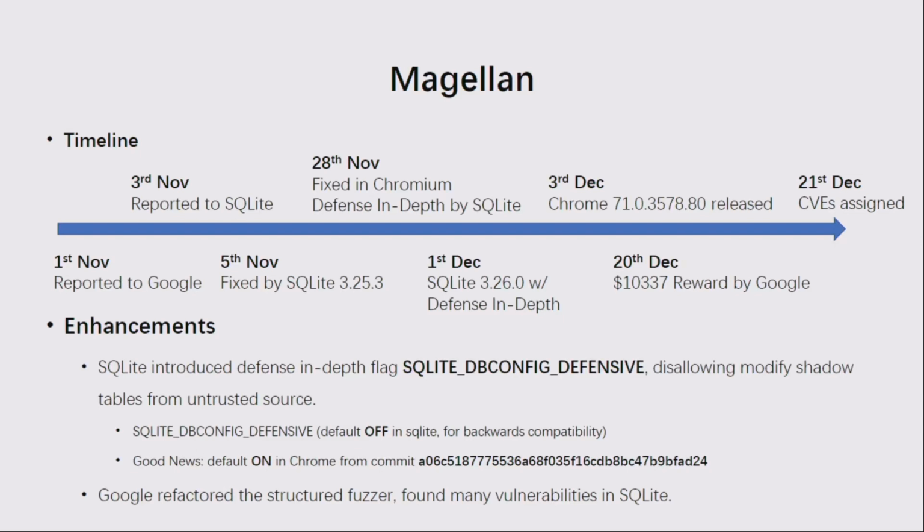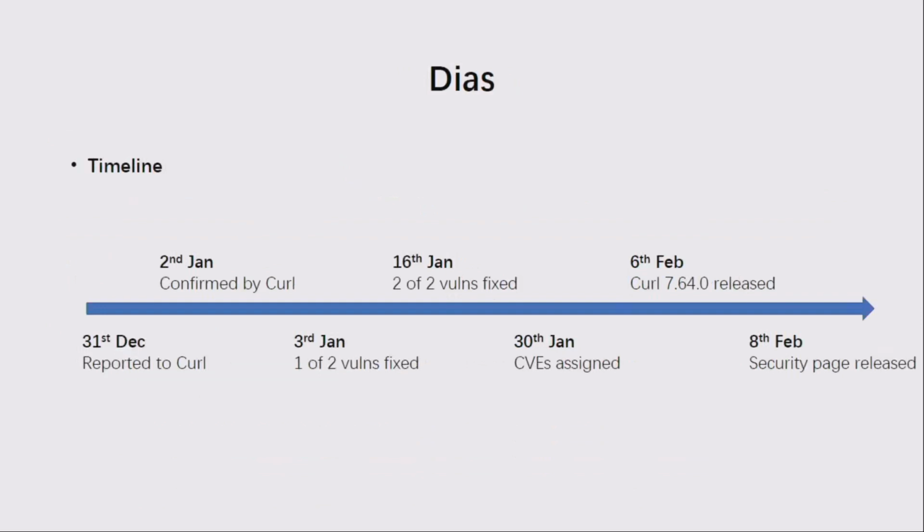For backwards compatibility, it is default off in SQLite. So if you are using SQLite with FTS, you may want to enable this one to prevent the attacker from modifying your shadow table. But the good news is it is default on in Chrome from a commit in last November. Here is the timeline of DS. These were quickly fixed and released by the lab crews in two weeks.